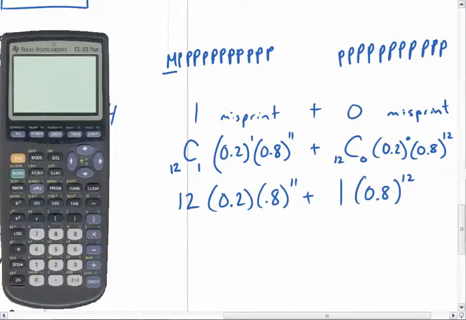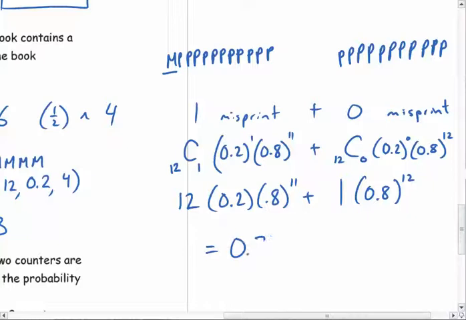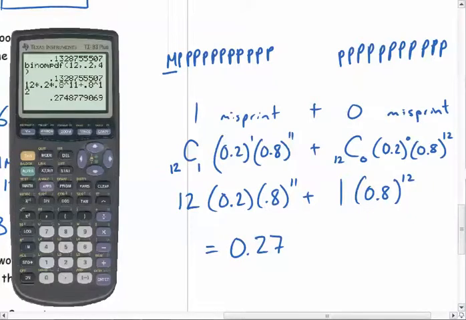So to plug this in easily without having to use my choose, it's just 12, 0.2, 0.8 11 times, and 0.8 12 times. Which is 27%. Oh, that's different from what you guys got.